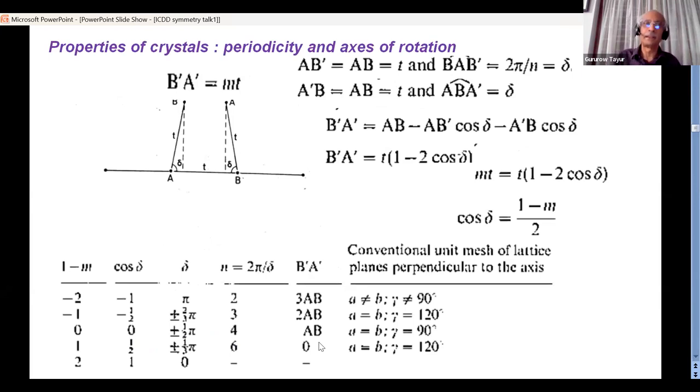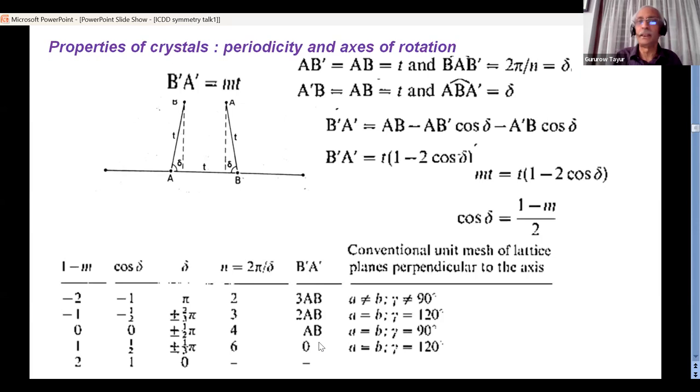Now, what are the properties of crystals? We are going to study crystals mainly because we have the periodicity. Once we have the periodicity, we cannot have any number of axes of rotation. So in a typical spherical object, you will have n-fold rotation. We can have 1, 2-fold, 3-fold, 4-fold, et cetera, up to n-fold.